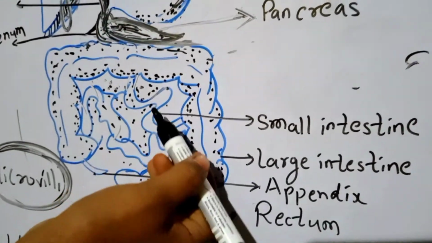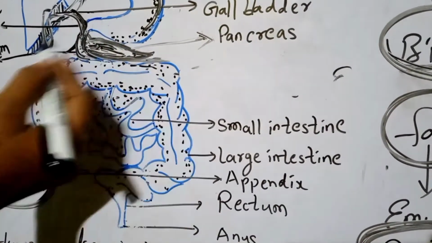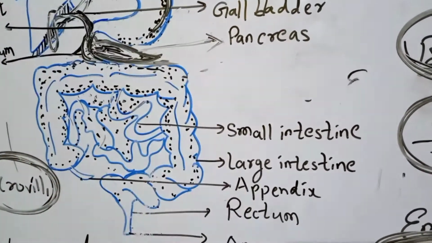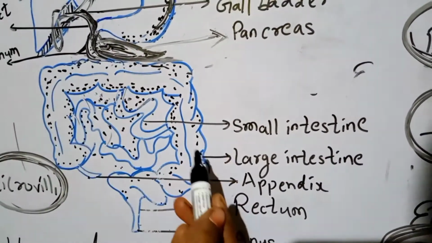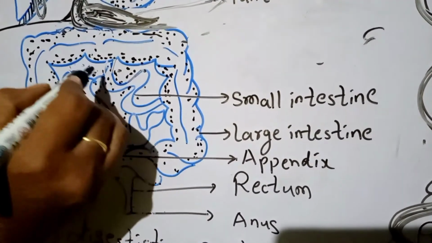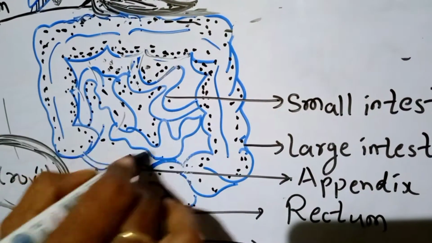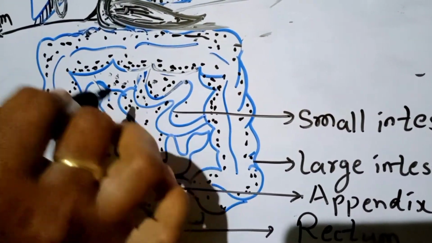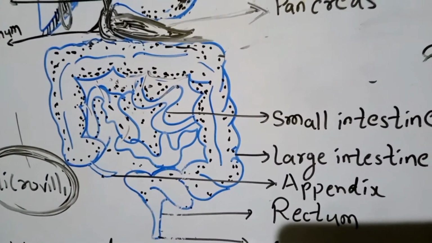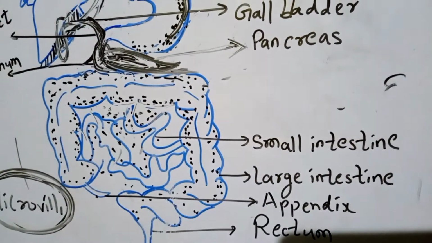So products of digestion are absorbed. What is happening here? Products of digestion are absorbed first into the villi and from there into the blood. Where does the first absorption occur? In villi. After absorption, from villi to the blood vessels and lymph vessels.